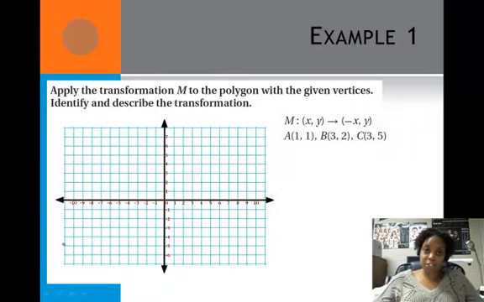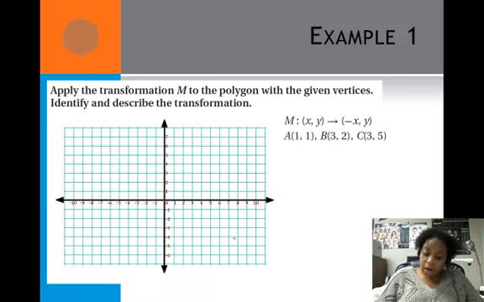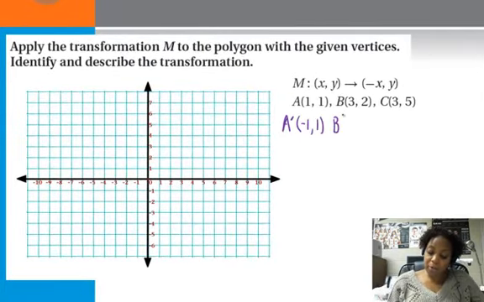It says apply the transformation to the given polygon and then identify what kind of transformation it was. So for this one, let's go with purple. All right, so for this one, we're taking all of our x values, they're becoming negative x, and we're taking all of our y values, and they're staying the same. So our new image values, A prime would be negative 1, 1, B prime would be negative 3, 2, and C prime would be negative 3, 5.